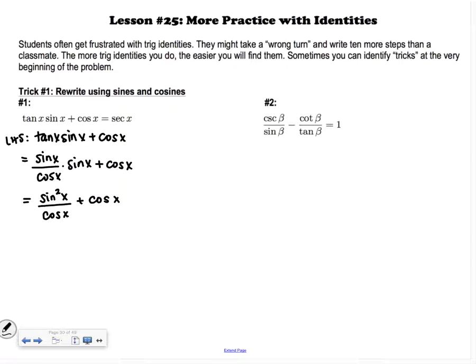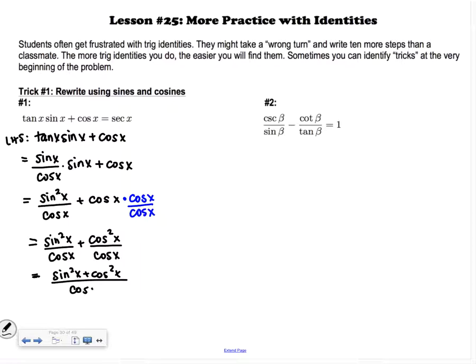Now, often when you have things with denominators, another trick is that you probably want to combine them in some way, so you want to get common denominators. I'm going to take this cosine of x and multiply by cosine of x over cosine of x. When I do that, I end up getting sine squared x over cosine of x plus cosine squared x over cosine of x. Now that I have my common denominators, I can combine and say this is just going to be sine squared x plus cosine squared x, which hopefully you all know after the last lecture.